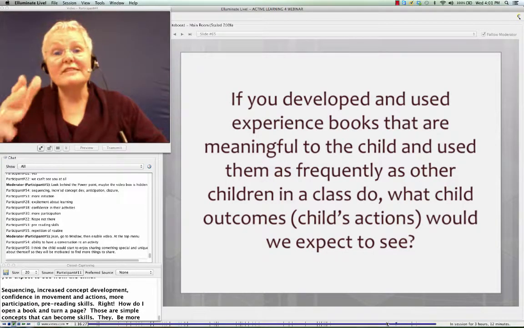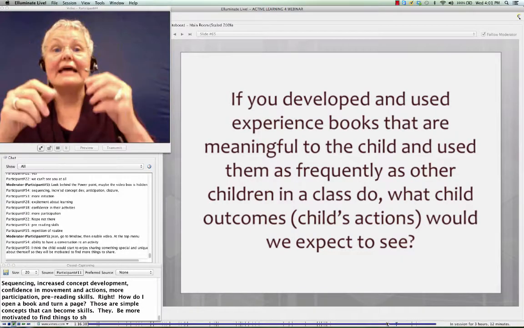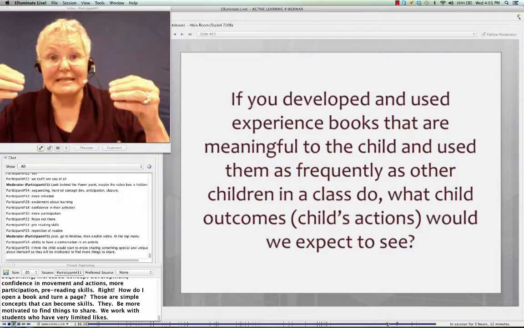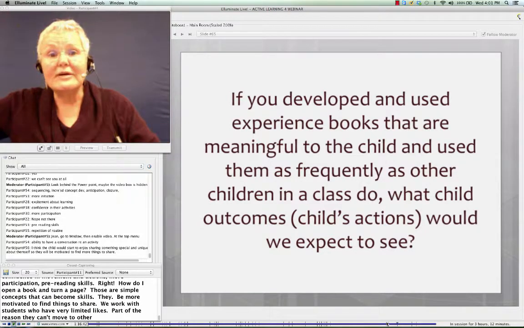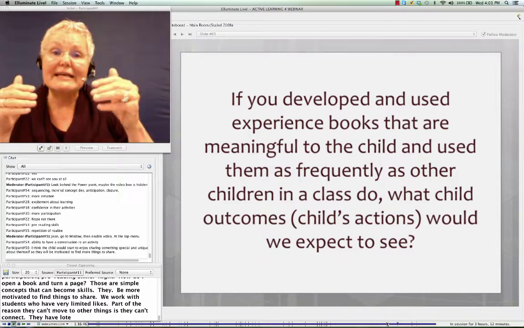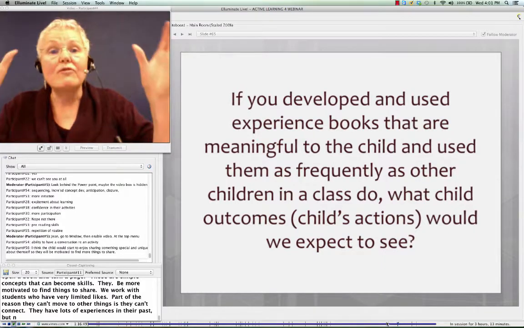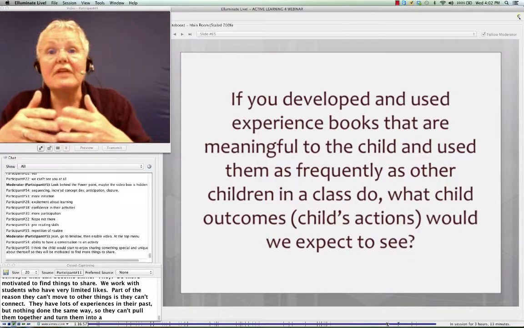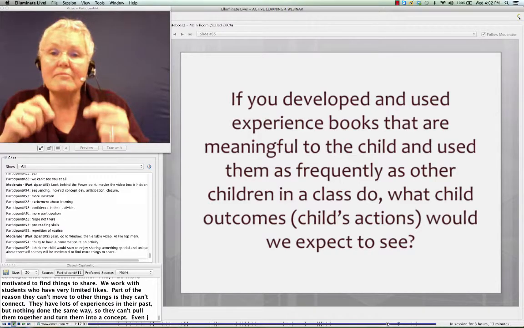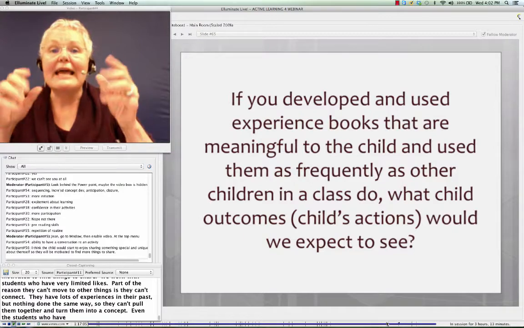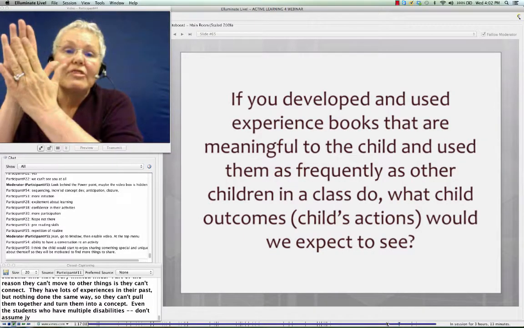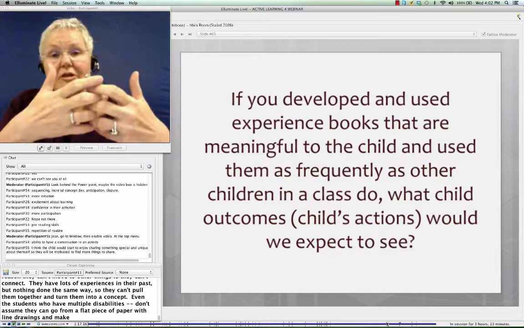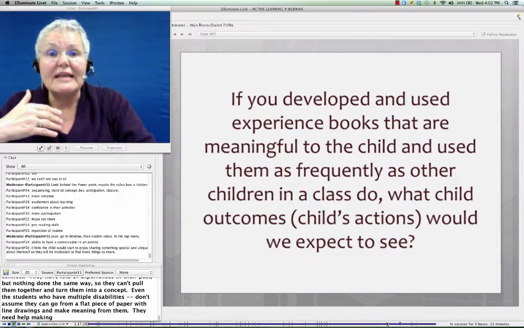Because we work with some students who have some very limited likes. And if we can't help move them towards other things to like, part of the reason we can't get them to move is they can't connect it. Out here in space are all these little experiences they've had, but nothing repeated and consistently done the same way, and therefore they can't pull them together and turn them into a concept. They just don't. And even the children that you're working with who have multiple disabilities who see, do not make assumptions that those kids can conceptually go to a flat piece of paper with line drawings and have them mean something, because they don't. They need some help making those connections. Those are the things that we're talking about as far as being more active learning.